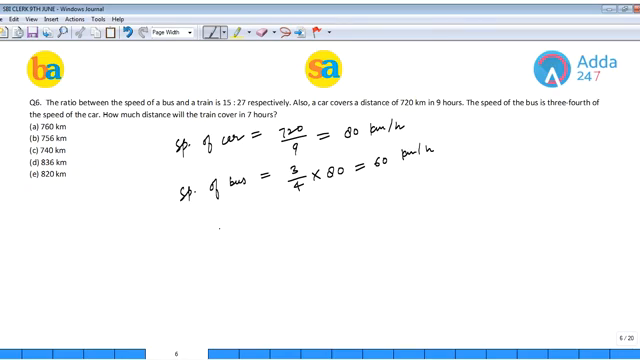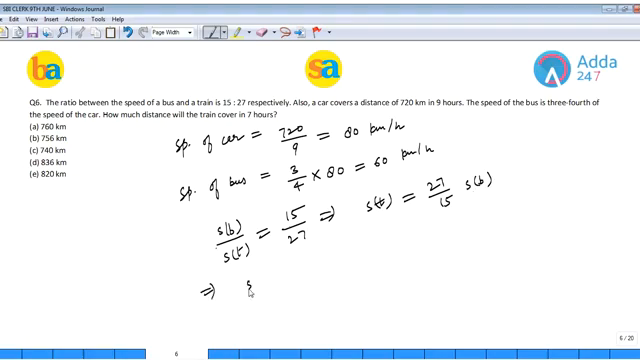And the ratio of speed of bus to that of speed of train is equal to 15:27. So this implies speed of train is equal to 27 upon 15 into speed of bus. Therefore, speed of train will be equal to 27 upon 15 into 60, that is the speed of bus. So that will be equal to 108 km per hour.